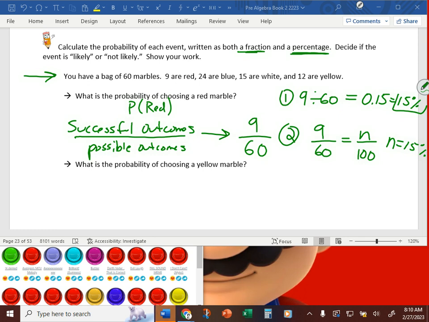So is this likely or not likely to happen? Pick a red marble. Not likely. 15% would be only 15 out of 100 times, right? Remember the word percent means out of 100. So if you did this 100 times, you're likely to pick a red marble only 15 out of 100. That's not very likely to happen.